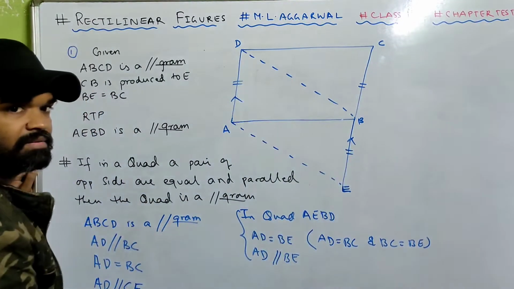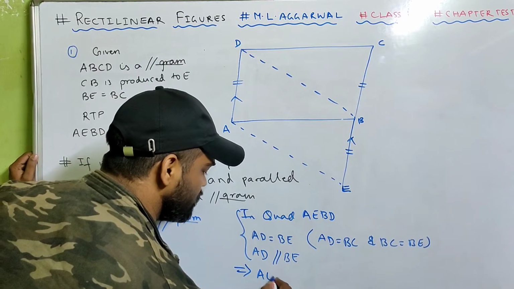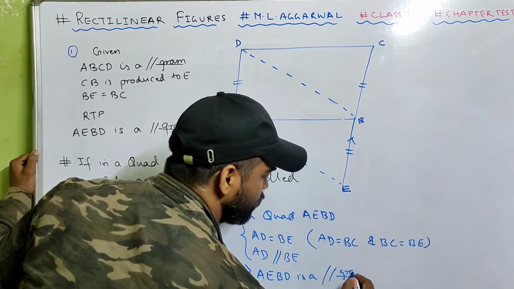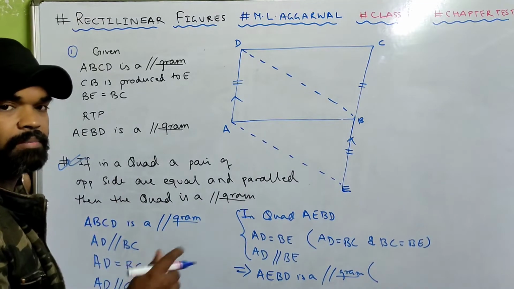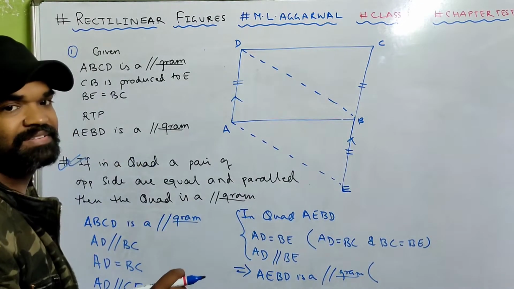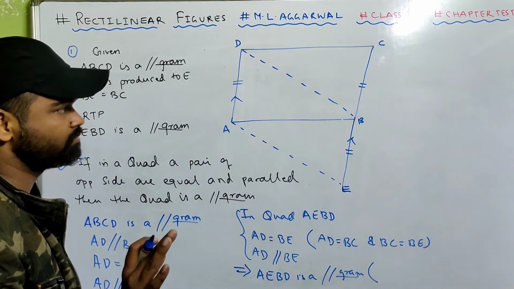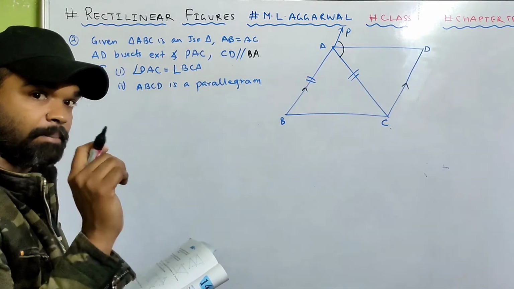equal and parallel, which simply means that AEBD is a parallelogram. Why? You write this reason only: because a pair of opposite sides are equal and parallel. Hence, it's a parallelogram. Done? Chalo, we'll do number 2 now. Now let us look at number 2.